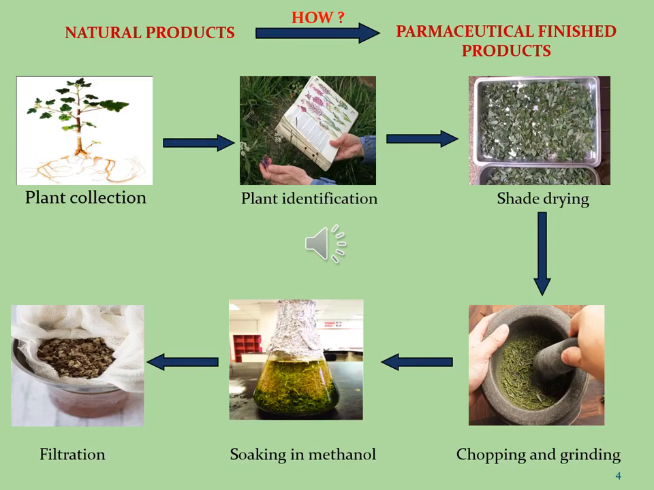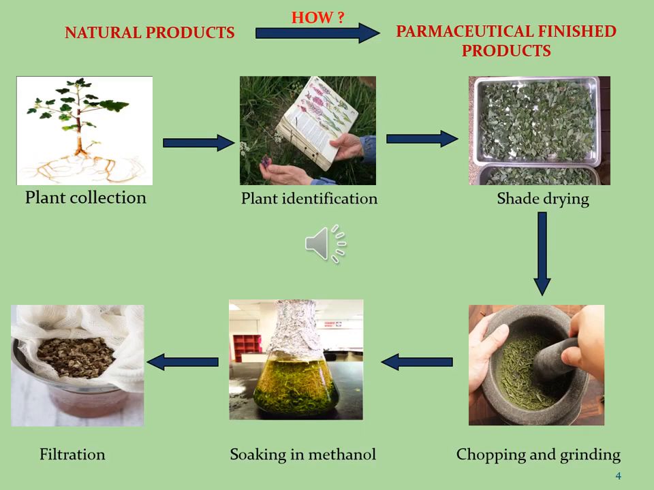The next step is plant identification. In this step, the plant is submitted to the botanist, which confirms its genus and species and allows us for further process. The next step is shade drying. Here, the whole plant material is placed in shade for drying purpose, which may take some weeks or some months.